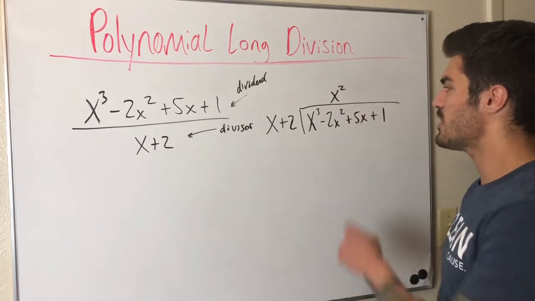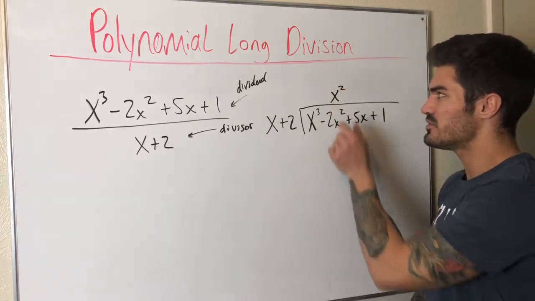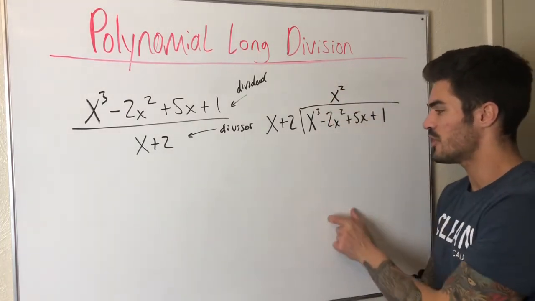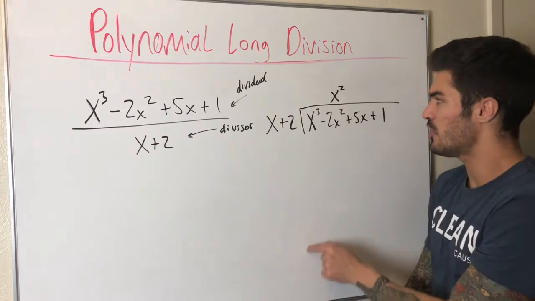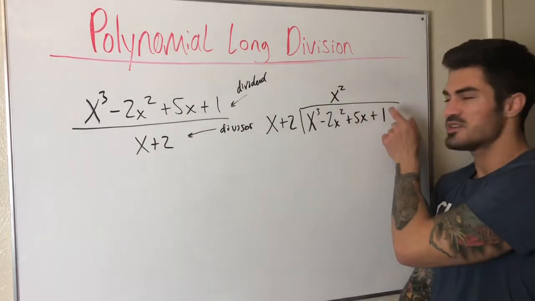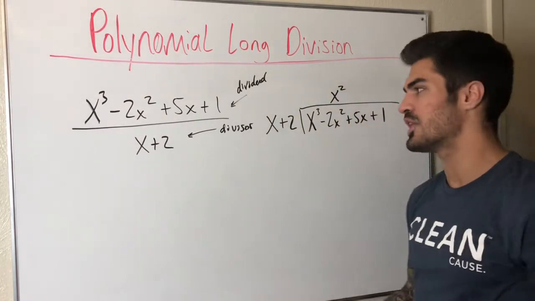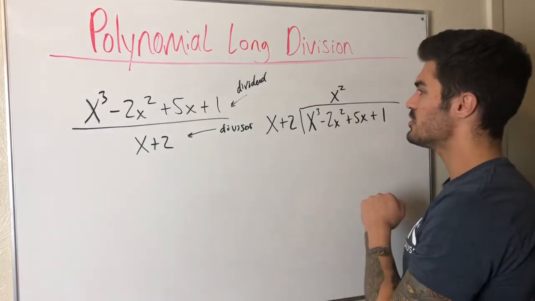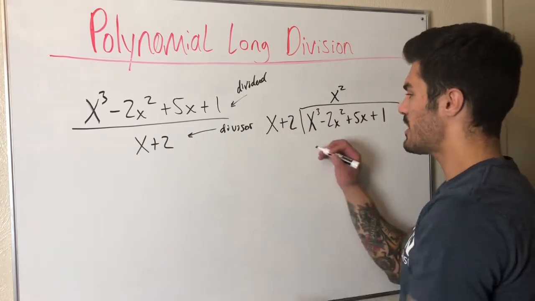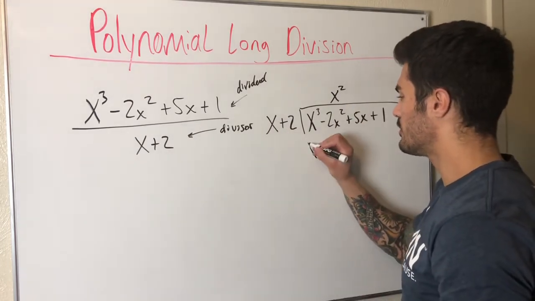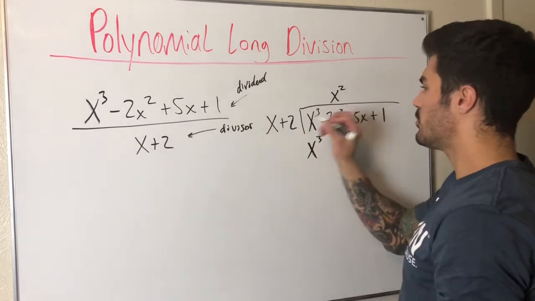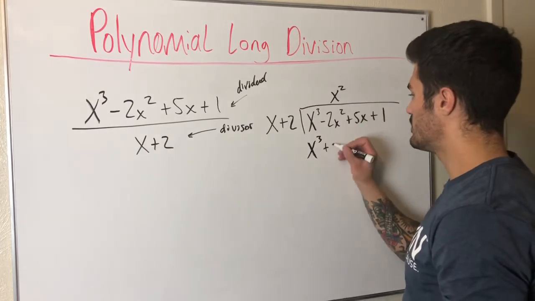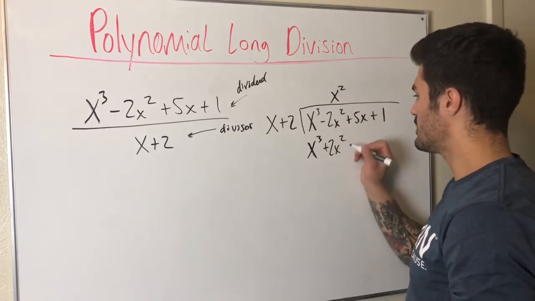So where do I put the x squared? I personally keep it right above this x squared, and I think of these as columns. This is an x squared column. This is the x cubed column. This is the x column, and this is the constant column, and it keeps me real organized when I keep it that way. So x times x squared gives me that x cubed. So I do the same process. I multiply back down, and I get x cubed. And then I multiply back down and I get plus 2x squared, right?